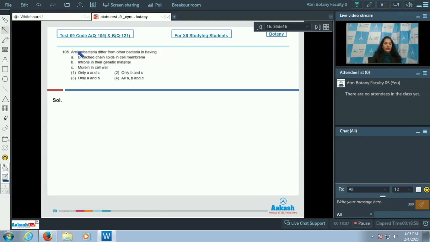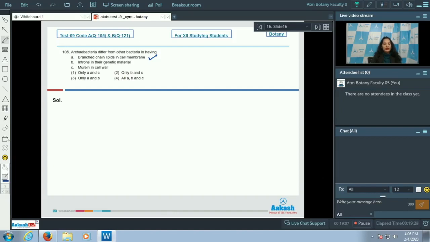Question number 105. Archaebacteria differ from other bacteria in having. So you have to tell what archaebacteria have. A. Branched chain lipids in the cell membrane. True. They have branched chain lipids which decrease the fluidity of the cell membrane and make the archaebacteria stable and capable of surviving the harsh conditions.